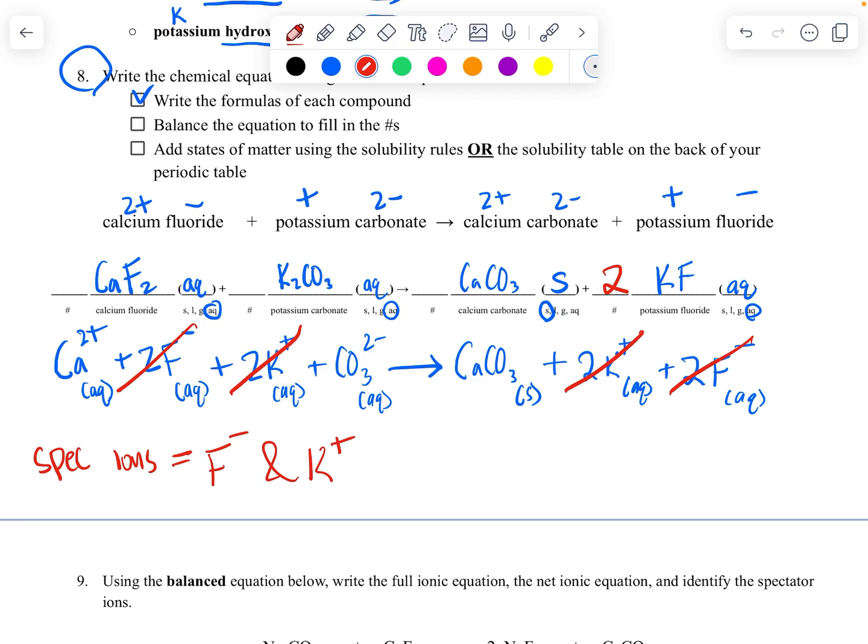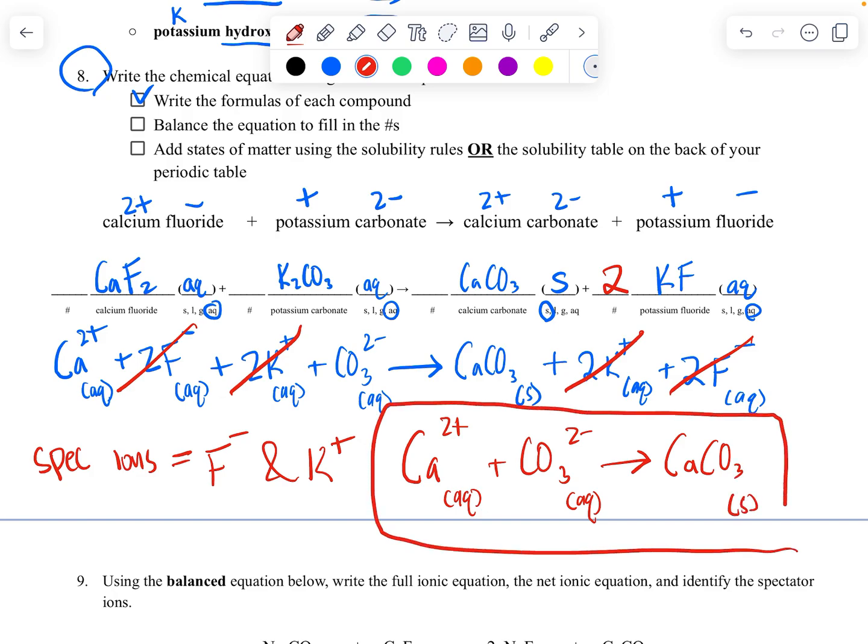Okay? So therefore my net ionic species are the ones that are not crossed off. Simply put, calcium 2 plus and CO3 2 minus, and these two combine to produce the solid. And this, people, is my net ionic equation. Thank you so much for watching, and I'll see you next time.